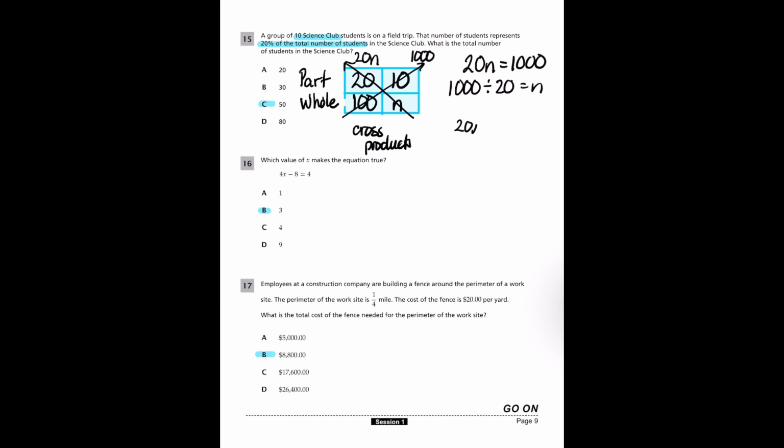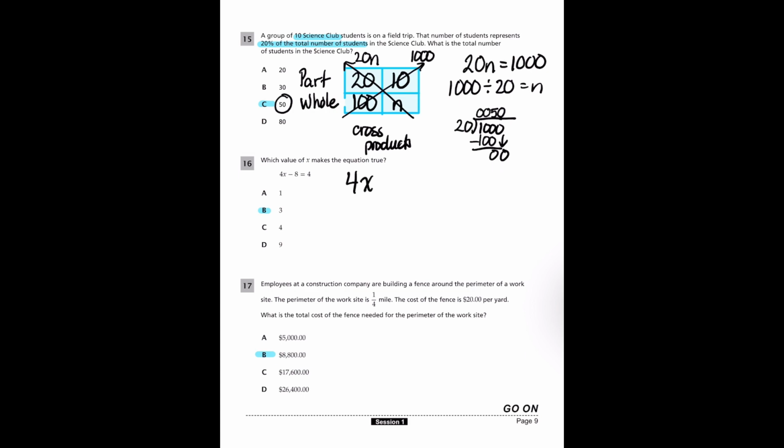All right, 20 goes into 1,000 how many times? Well, 20 can't go into 1, 20 can't go into 10, but 20 goes into 100 5 times. And you bring down the 0. 20 goes into that 0 times. I have to make sure if there are 4 numbers here, I need 4 numbers here on top. And I have my 50. Let's go to the next one.